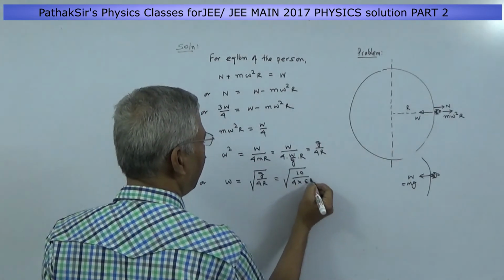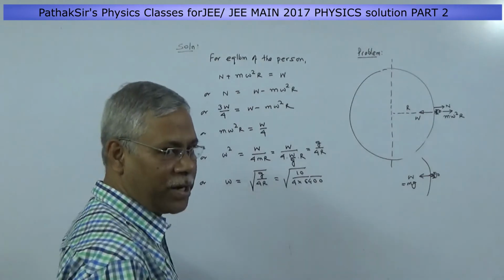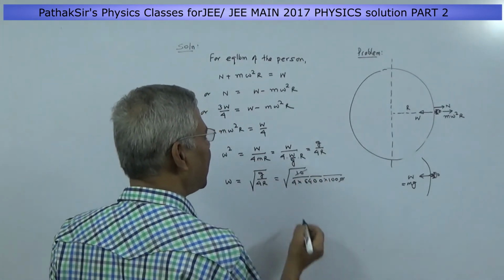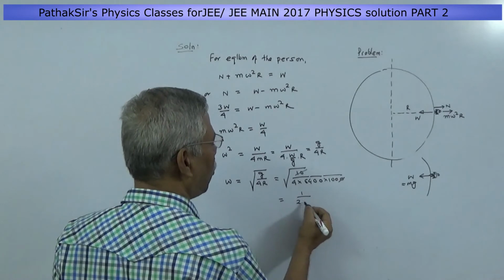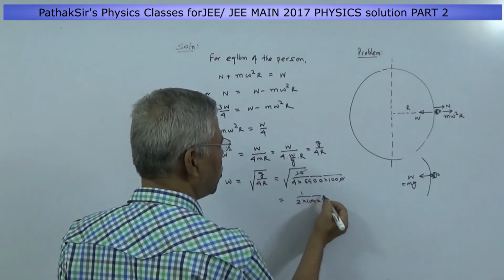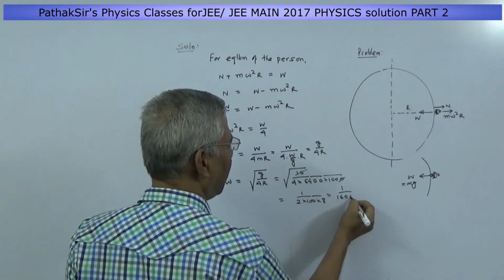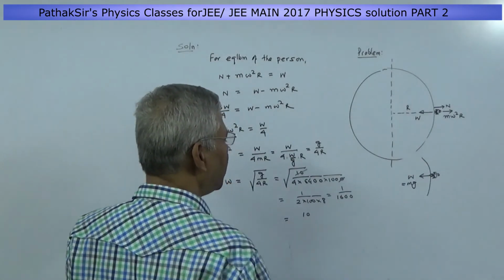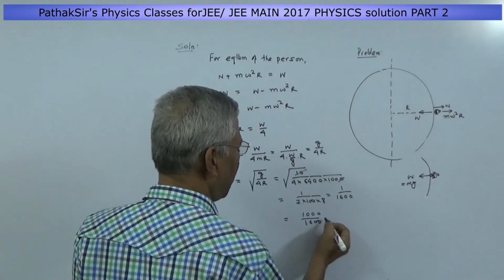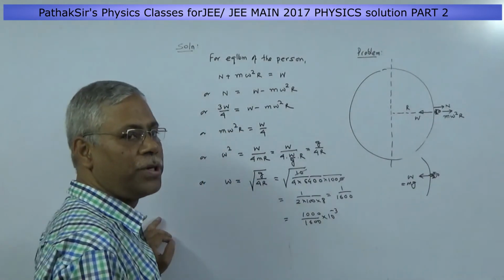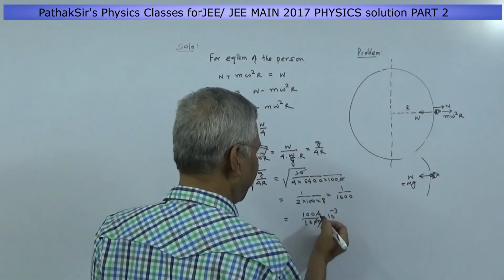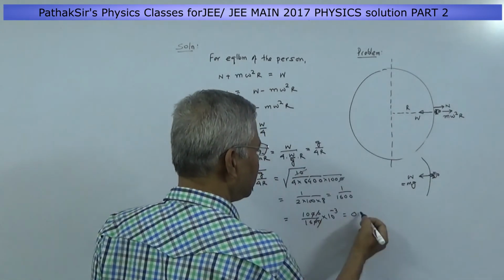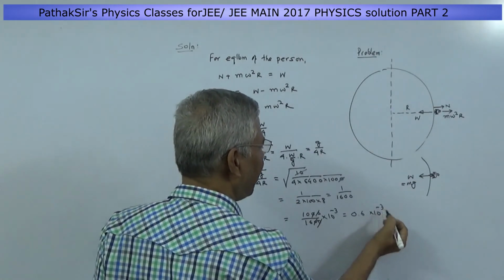Put the values, 6,400 kilometer, multiplied by 1000 meter, 10 cancelled, equal to 1 by 2 into 100 into 8, equal to 1 by 1600, equal to 1000 by 1600 into 10 to the power minus 3, equal to 0.6 something into 10 to the power minus 3.